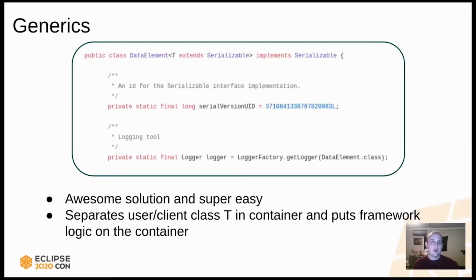which was the second solution, the next solution was to use generics. This is a very awesome solution. It's super easy. It separates the user and the client class T inside the container, and it puts the framework logic on the container. Now, I'm using container here to describe the generic, but in this case, the generic data element acts like a container that wraps the client class T.